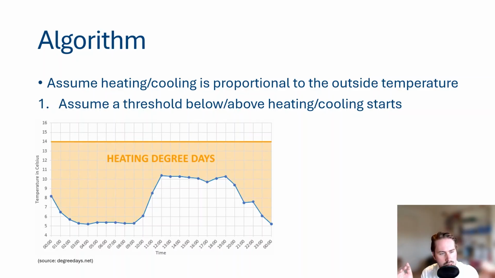So what we say is, okay, we have our outside temperature, which is the blue line in this case, and we set the threshold, and below this threshold we will heat the building, and the colder it gets, the more heating we need proportionally. And the same is true for cooling, but the other way around. And we assume a certain threshold, and we get an hourly profile based on this.